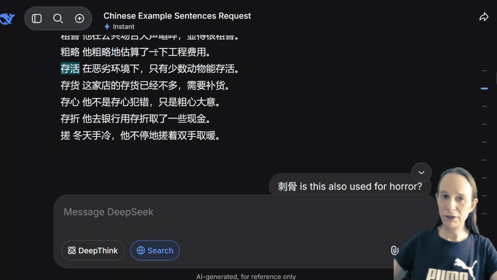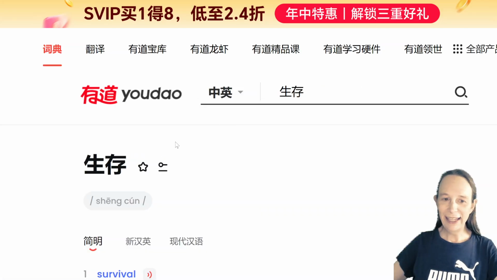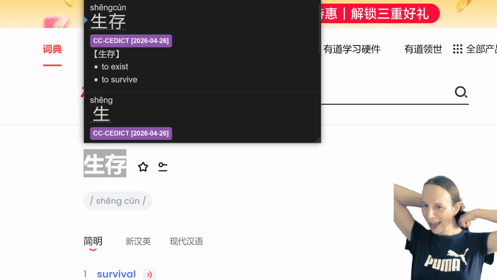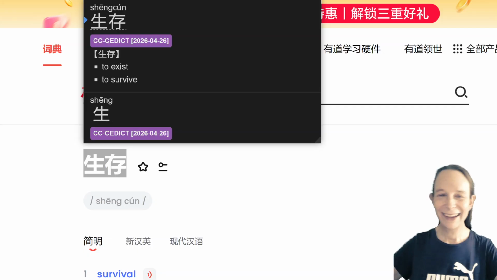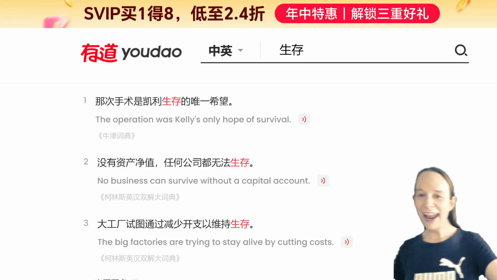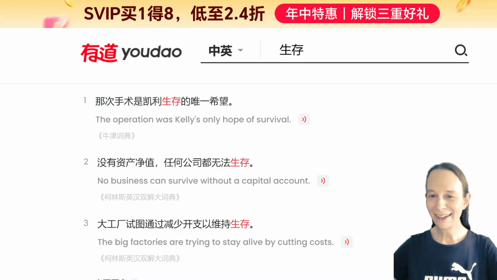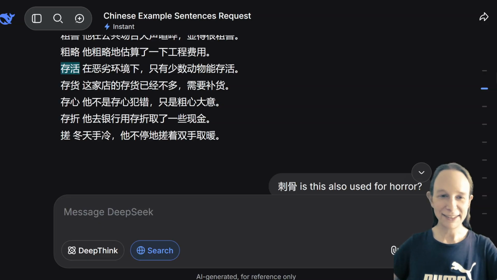存活. 存 can refer to 生存, to survive. Like in Independence Day, to survive, as opposed to not survive. We're going to survive. We're going to exist. Today, how does the speech go? I don't know. Today we celebrate our independence, right?